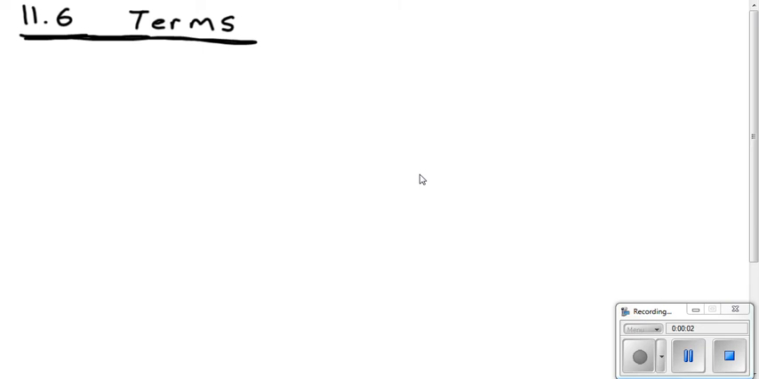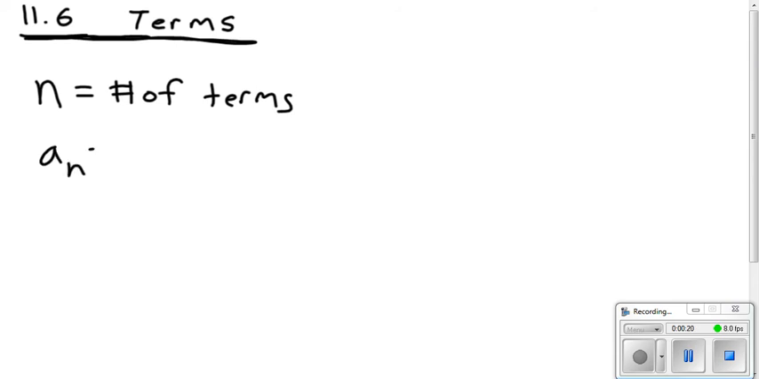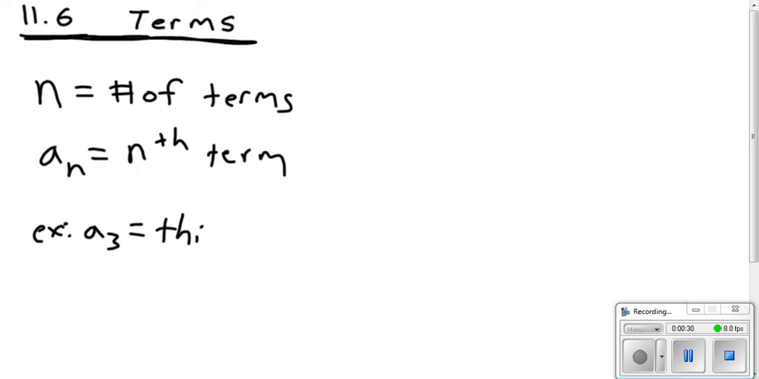Lesson 11.6 is all about recursion and special sequences. Now before we can talk about those, we need to review some of our older ideas. So if we have n in our sequences, n is the number of terms. So then if we were looking at a sub n, that would be the nth term that we're looking at. So for example, a sub 3 is our third term.